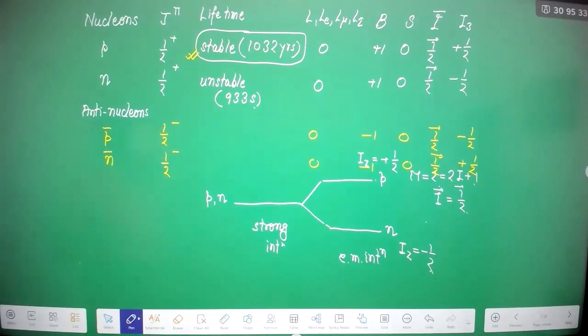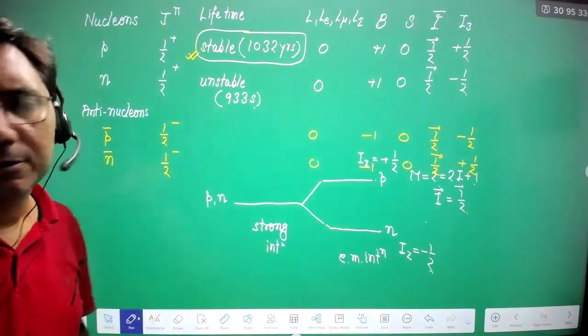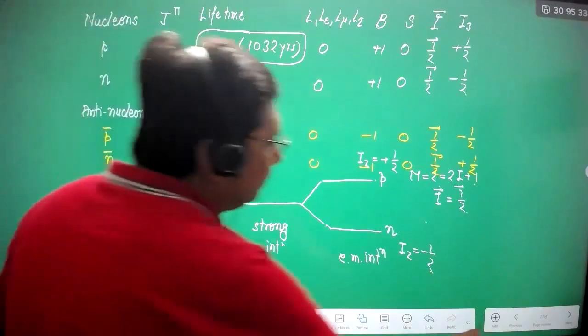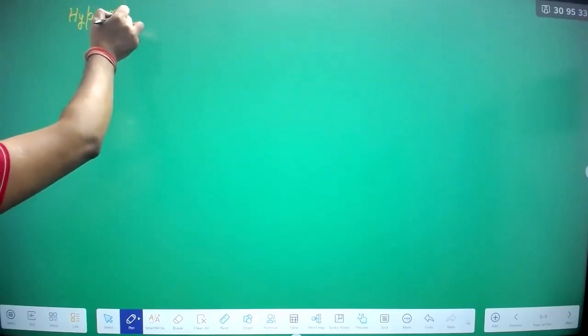So this is nucleons. This is the first category of baryons. The second category is hyperons. Next is hyperons.